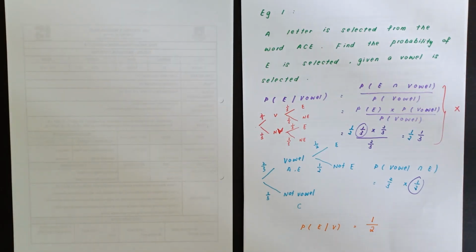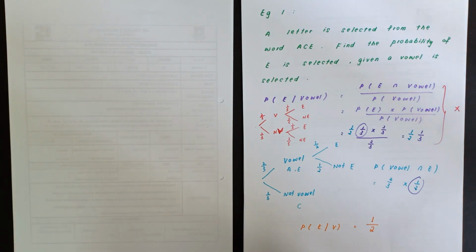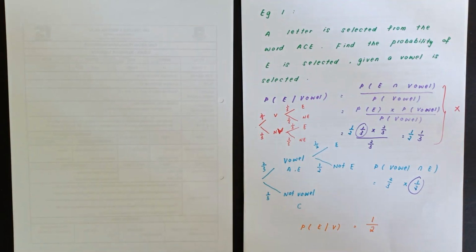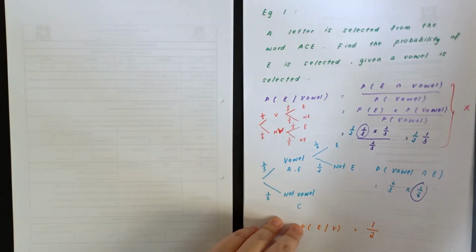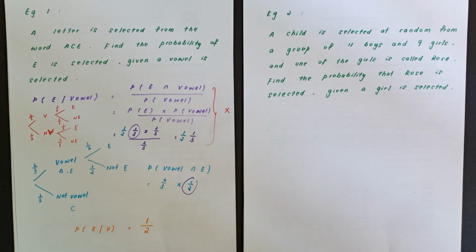So just try to understand it this way: given a vowel is selected, instead of a sample size of ACE, now my sample size becomes AE, which is my vowel. So within this vowel, how many E do I have? I have 1. So that's why it's 1 over 2. Okay? I tried to explain it again. We have a few examples here, so I hope that after this you can understand it better.